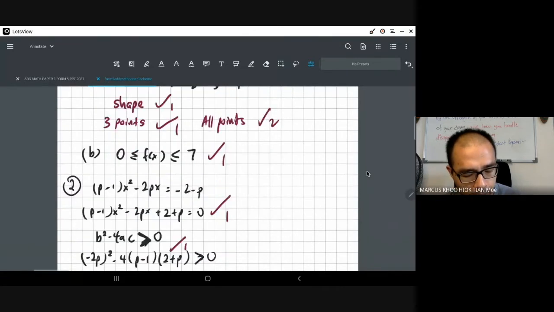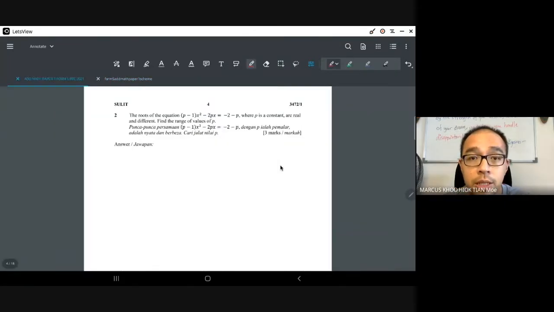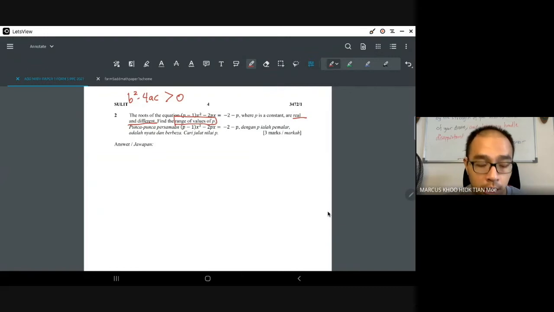All right, next is question number 2. The roots of the equation yada yada equals yada yada are real and different. So when we're talking about real and different roots, we're talking about b squared minus 4ac is more than 0. Find the range of values of p. I think during our discussion we also did this.